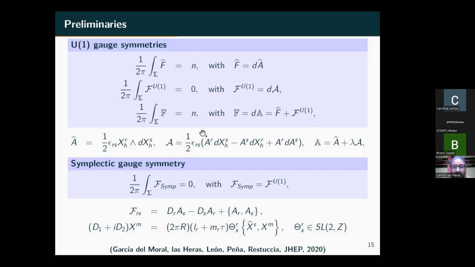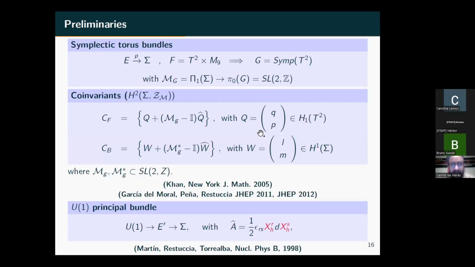The three connections are this connection that we have here. And there is also a symplectic gauge symmetry, which is topologically trivial, but it has non-trivial repercussions on the theory. And I want to emphasize that this curvature has the same form as the U1 curvature, which is topologically trivial, that I showed you before, okay?